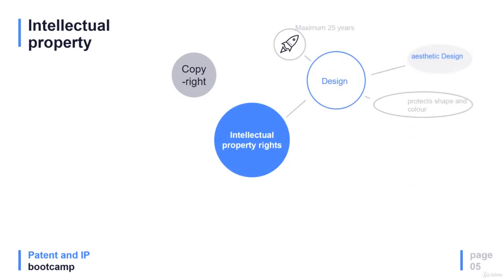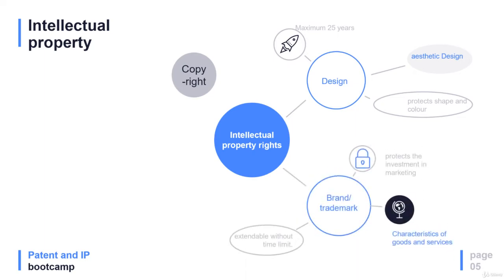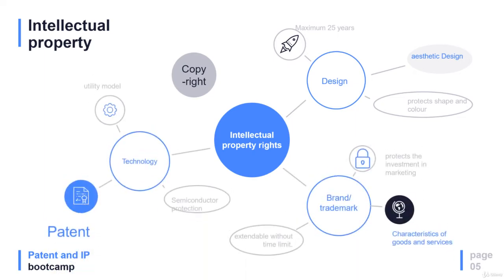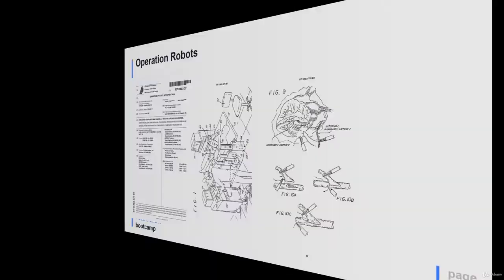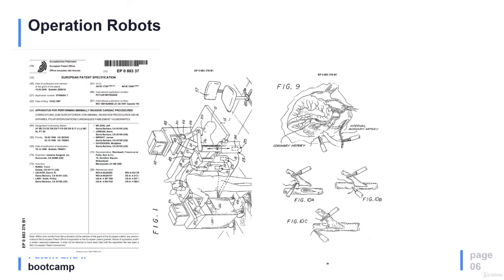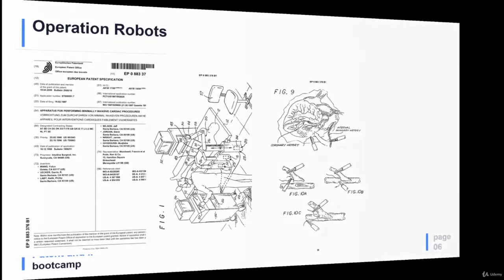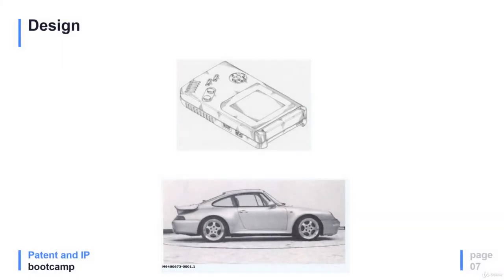After this introduction, we will talk about intellectual property rights, which different intellectual property rights exist, and what is a patent. We will have a look at some examples about example patents, but also about some designs, for example.